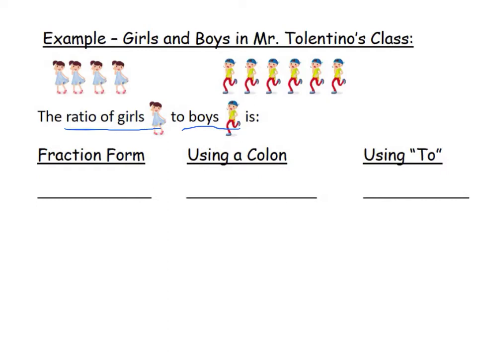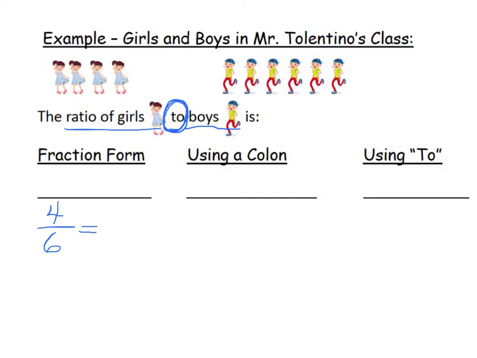First of all, we can write that in fraction form. We are going to use this word "to" as our guide. So the number of girls is 4. That's going to go on top because that's before the word "to." The number of boys is 6, and that's going to go on the bottom because that's after the word "to." So that would be our ratio of girls to boys in Mr. Talentino's class. But we do need to reduce this into a reduced fraction.